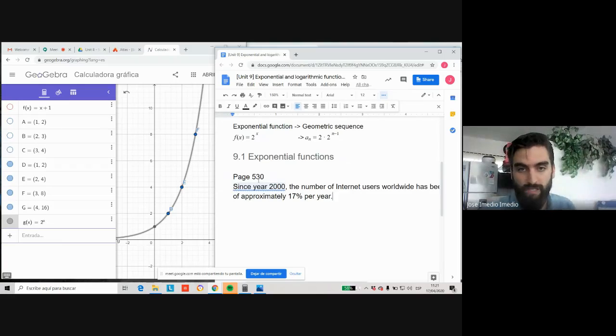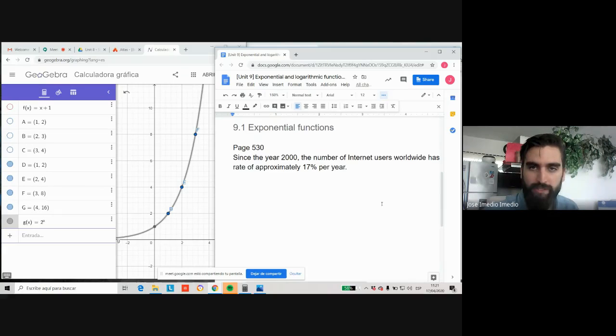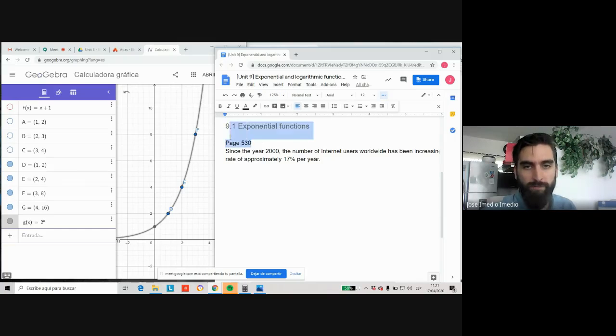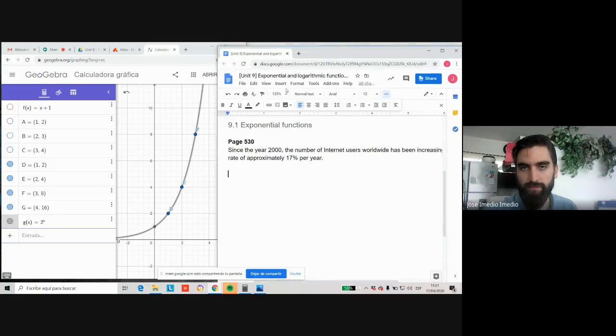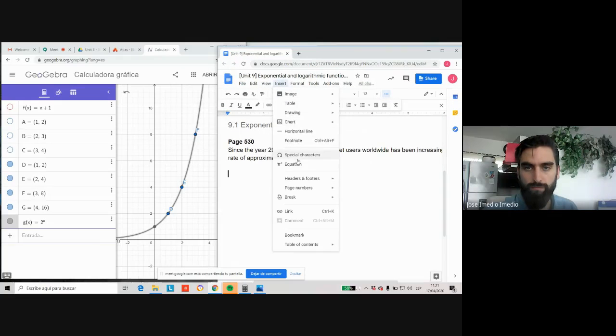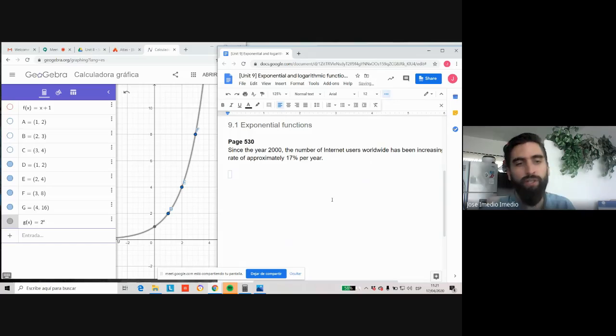Okay? Since the year 2000, the number of internet users worldwide has been increasing at a rate of approximately 17% per year. Then let's write an equation to model that, and then we will talk about the properties of the exponential function and all of that. So let's model this situation.